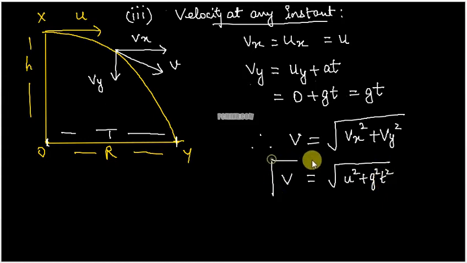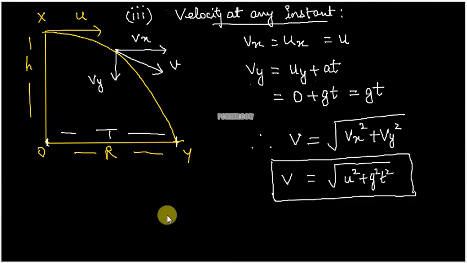So I hope you've understood completely about the projectiles which are given a horizontal projection. So when you throw something from the top, giving it an initial velocity only along the horizontal, that is a horizontal projectile. And we found out the time of flight, horizontal range, and velocity at any instant for this. I hope it is clear to you.